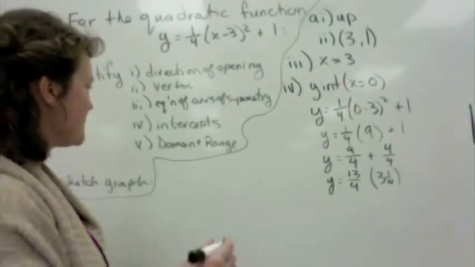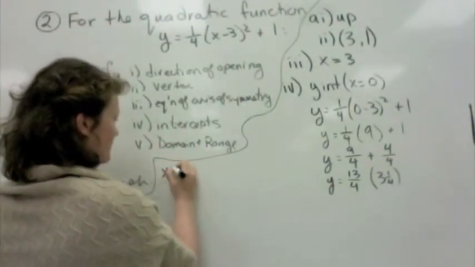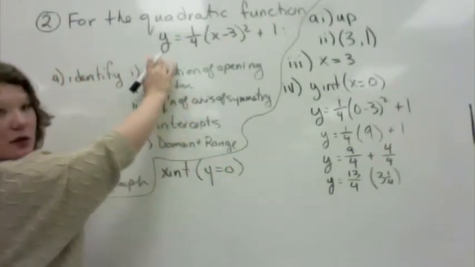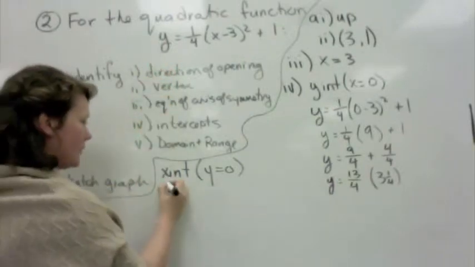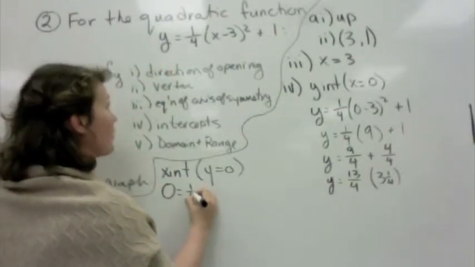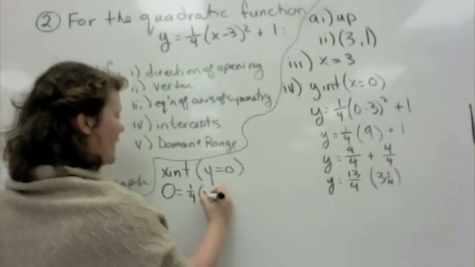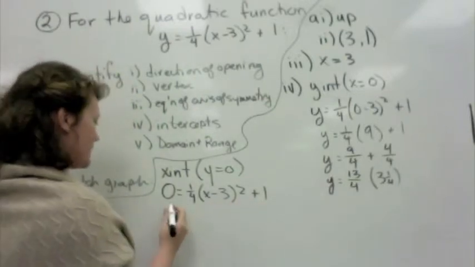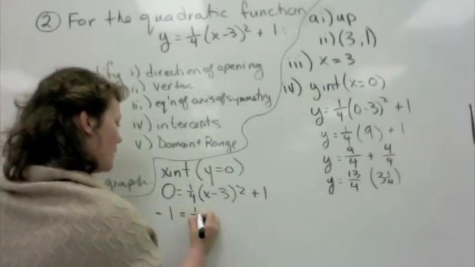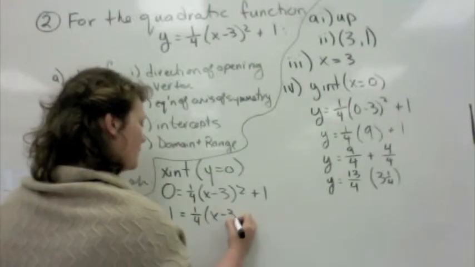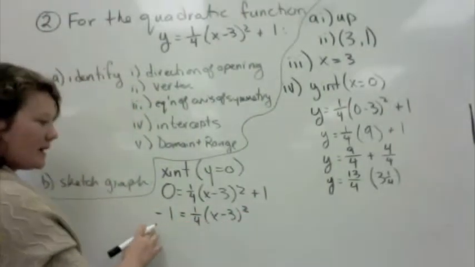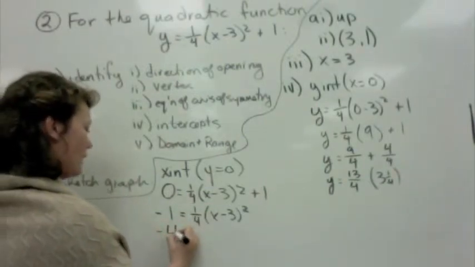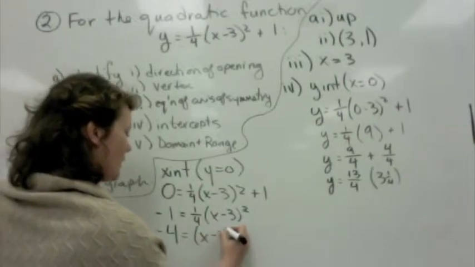The x-intercepts, we want to think y equals 0. So we go to the original equation and we write down 0 equals 1/4 (x minus 3) squared plus 1. We want to subtract 1 from both sides. Negative 1 equals 1/4 (x minus 3) squared. Multiply both sides by 4 to get this fraction out. Negative 4 equals (x minus 3) squared.